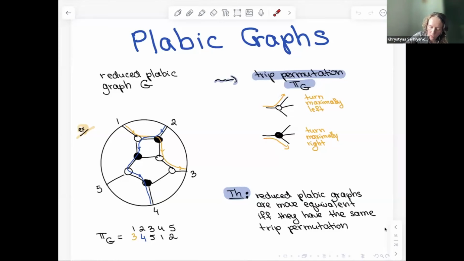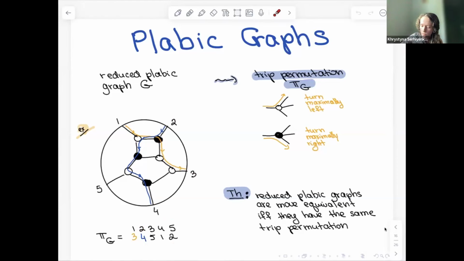So, for example, I'm going to start at boundary vertex 1. And you see I encounter a white vertex, so I turn maximally left. Then a black vertex, right, then left, maximally left. And I end at vertex 3. So this means 1 is mapped to 3. So in my trip permutation pi of G, I'm going to map 1 to 3. Similarly, if I started with vertex 2 and did the trip there, this would be the associated path. And so it says 2 is mapped to 4, and so on. So in this way, you get a permutation in S_n.